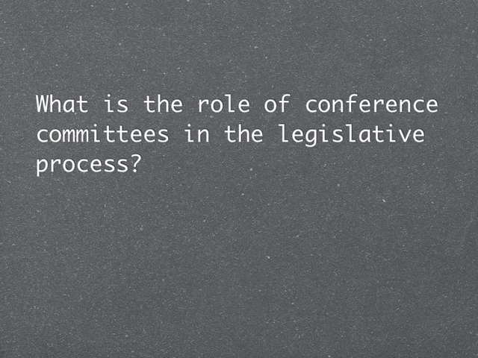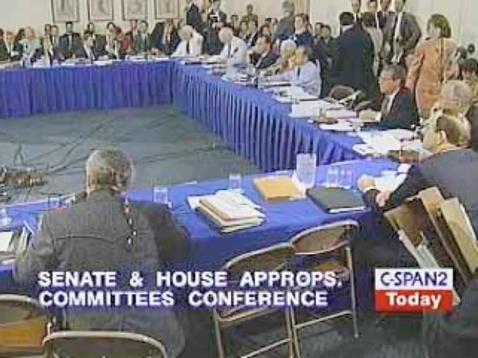What is the role of conference committees in the legislative process? Any measure enacted by Congress must have been passed by both houses in identical form. If one of the houses will not accept the other's version of a bill, a conference committee is formed to iron out the differences. Once a conference committee completes work on a bill, it is returned to both houses for final approval. It must be accepted or rejected without amendment.